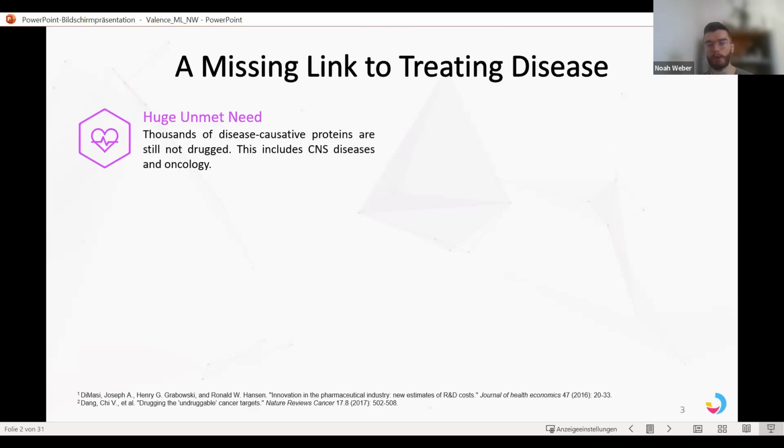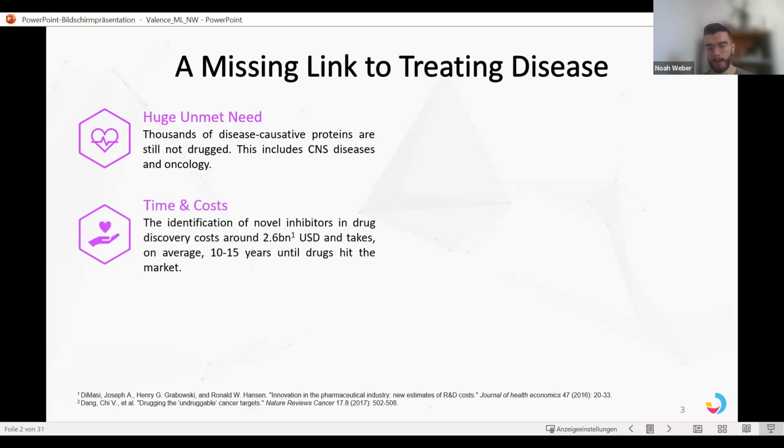We know that there's a lot of disease-causative proteins that are still undrugged, and with standard inhibition, this has been proven to be particularly tricky. This includes, of course, the central nervous system diseases. I don't have to talk about time and cost; I think this is pretty much familiar. It's the inverse Moore's law, Eroom's law, which states that pharma companies are becoming more and more inefficient, and they just cannot match the therapeutic needs that we need to cover.